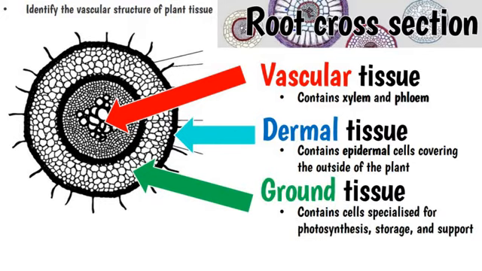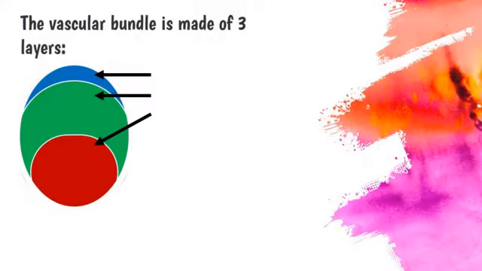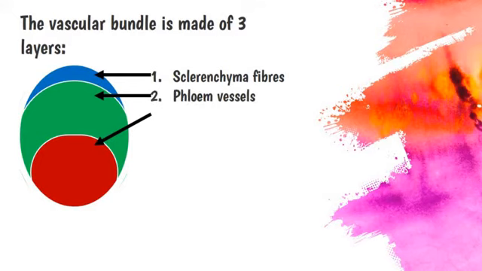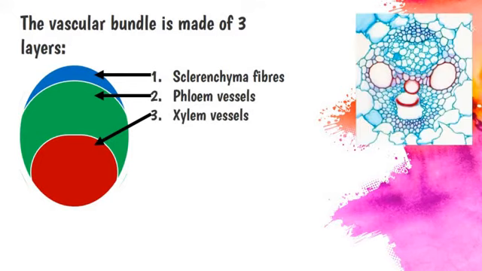So these could be cells that are going to photosynthesize, containing lots of chloroplasts. There could be cells that are specialized for storage of starch, and there are also a couple of cells in there that help support the plant. We're going to focus on that very top one for most of this lesson. So the vascular bundle is made of three different layers, and we'll go through each separately. We have sclerenchyma, we've got phloem, and we have xylem. So let's look at each in turn.